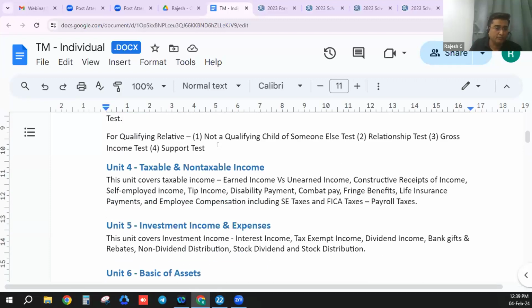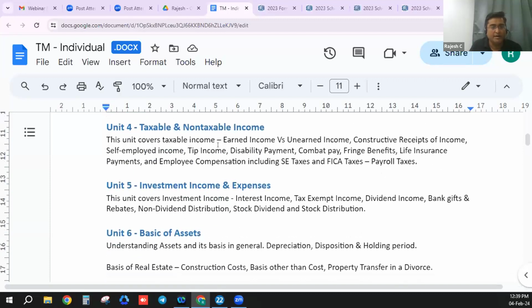And in unit 4, we will cover income. There are different types of income: some income is taxable, some is non-taxable. This module will cover earned income and unearned income. So what is the difference between earned income and unearned income? Anyone?